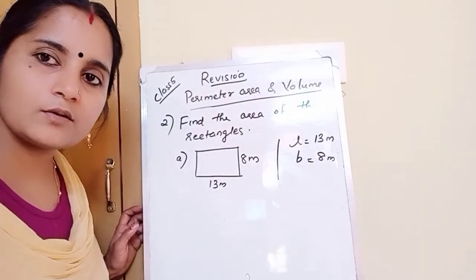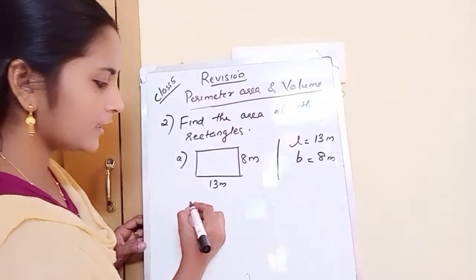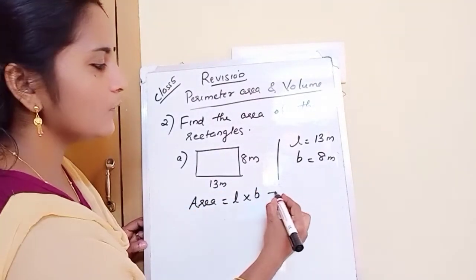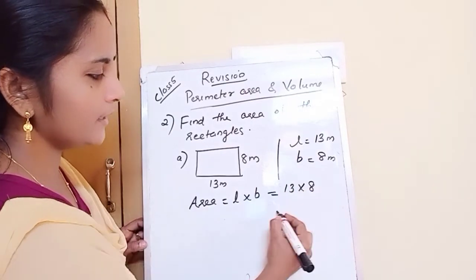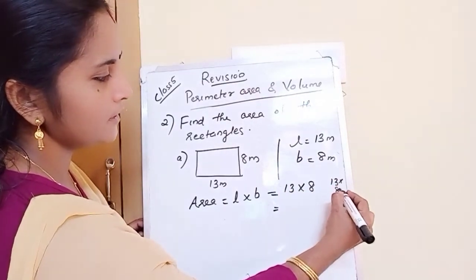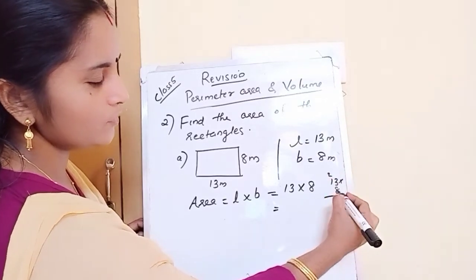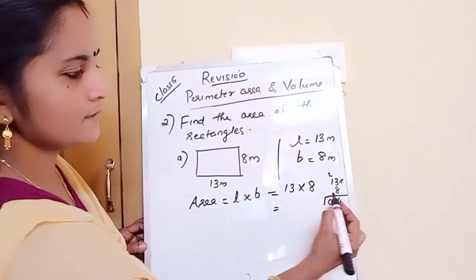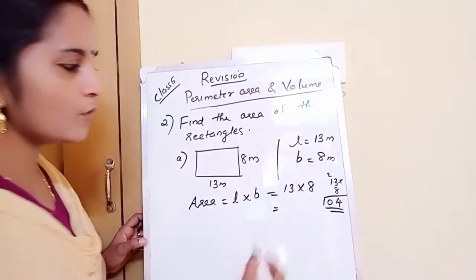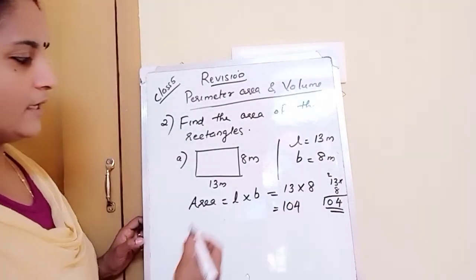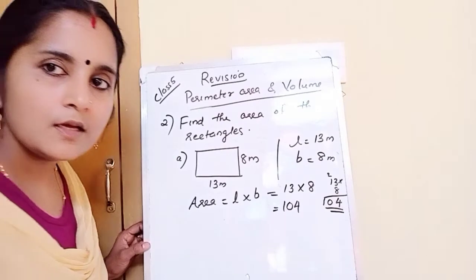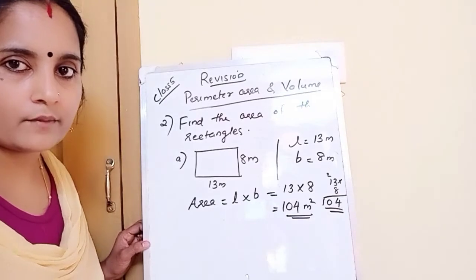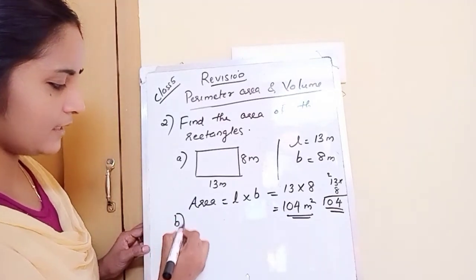What's the equation to find out the area of a rectangle? Area of a rectangle is equal to length into breadth. Okay. So it is equal to 13 into 8. 13 into 8: 8 3s are 24, carrying 2. 8 ones are 8. 8 plus 2, 10. And the answer is 104. And what is its unit? The measures are given in meter. So the answer is meter square, 104 meter square.